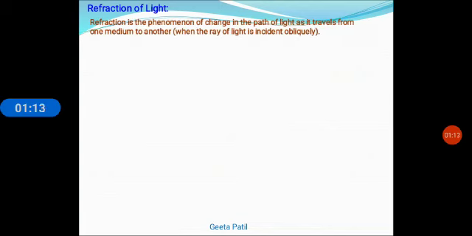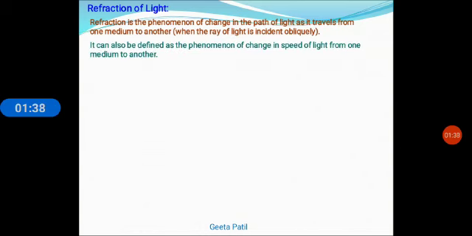First we have to see what is meant by refraction of light. Whenever a ray of light passes obliquely from one transparent medium to another, it deviates from its path. That is, refraction is the phenomenon of change in the path of light as it travels from one medium to another when the ray of light is incident obliquely. Or it can also be defined as the phenomenon of change in speed of light from one medium to another.